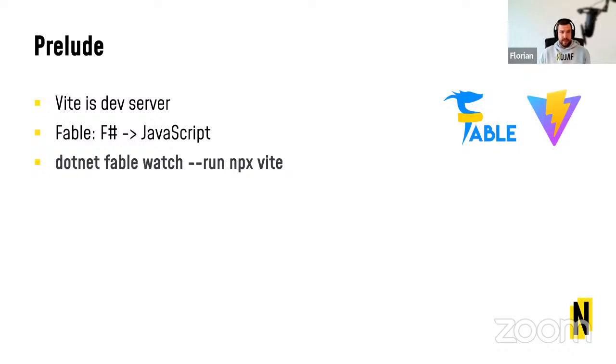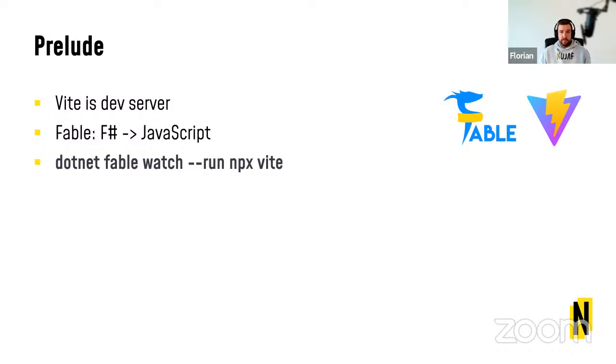So if you've never heard of anything besides F Sharp, Vite is what we consider a dev server. It is a web server which you can spin up on your local machine and where you can serve your HTML, CSS, JavaScript. If you make any of those changes, it's reflected immediately in the browser, and it's a really wonderful tool. Fable is a way to transpile F Sharp source code to JavaScript.